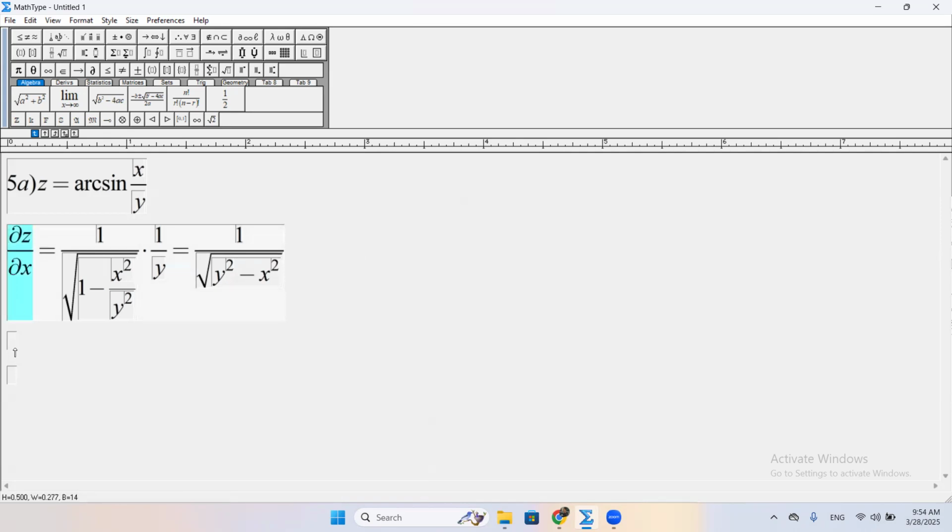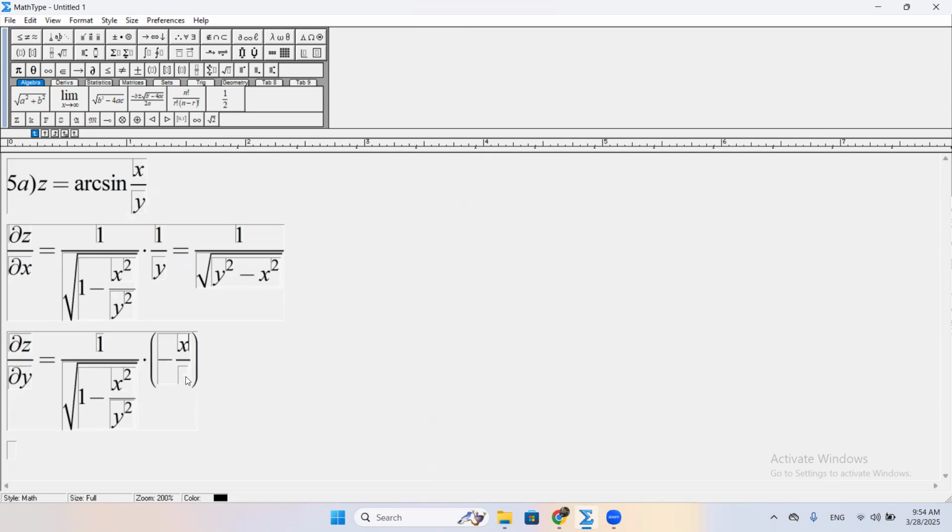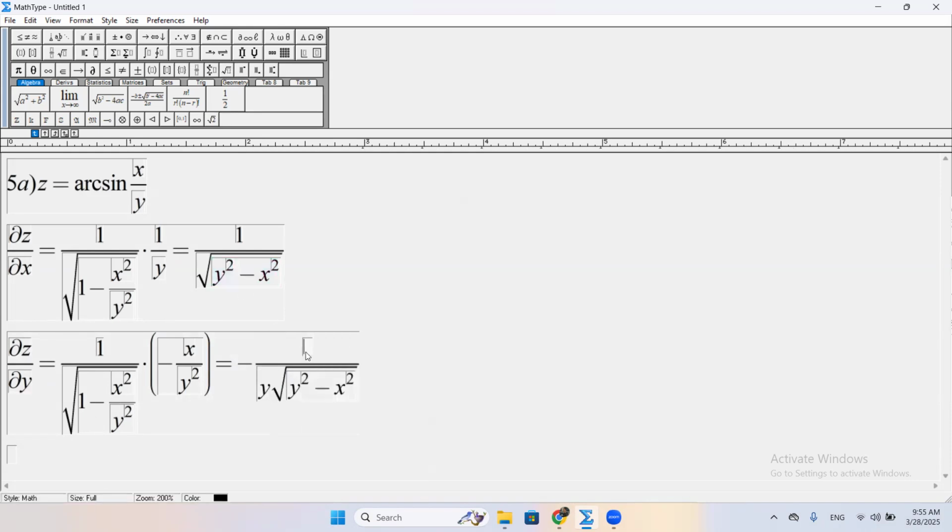Now differentiating by y. Again, I have the same multiplier, and now when differentiating by y, I have the following expression: minus x over y squared. Let's also move y under the square root, and I will receive the following. So I have such an expression.